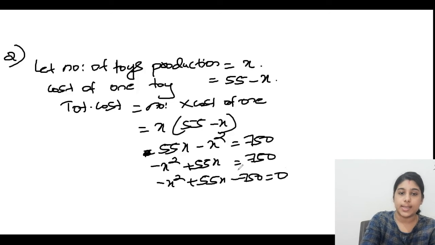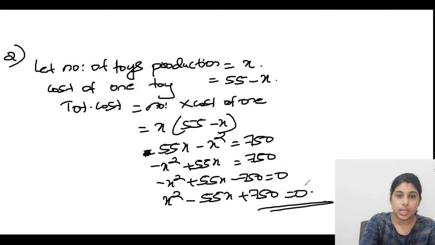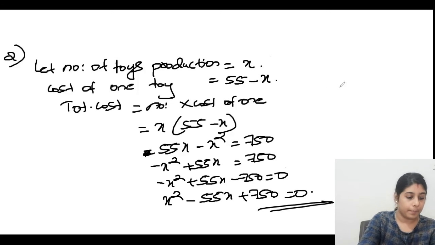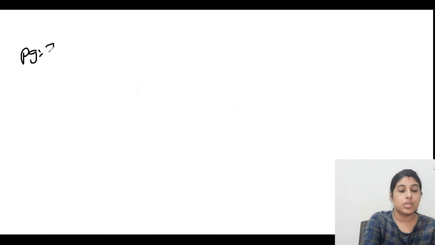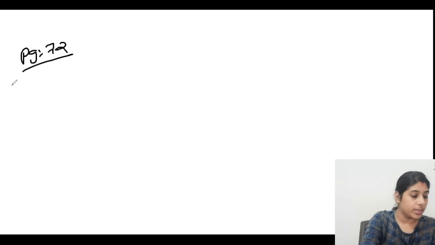Now same way as I said, as it is negative, we can multiply the whole equation by negative. So each sign will change, and this will become x square minus 55x plus 750 equal to 0, where x is the number of toys produced and the cost of one toy will be 55 minus x. In page number 72, they have asked you to check whether they are quadratic equations or not.